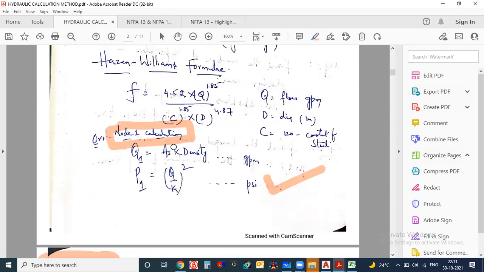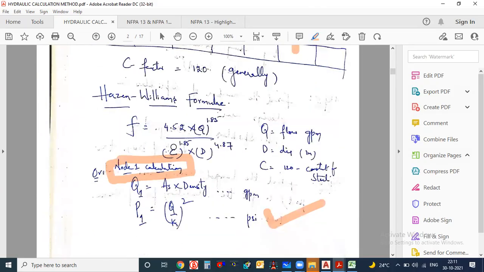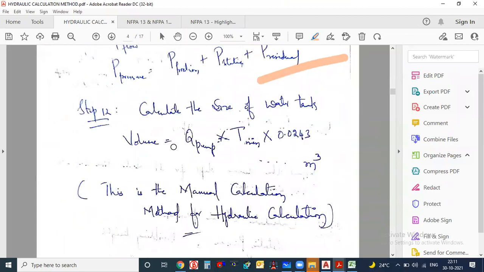After that we will go. Okay. Boss, T, is it the time to discharge or time to fill the tank? Yeah, time to discharge actually. And what is the 0.2 factor? That is the factor to convert GPM to cubic meter.